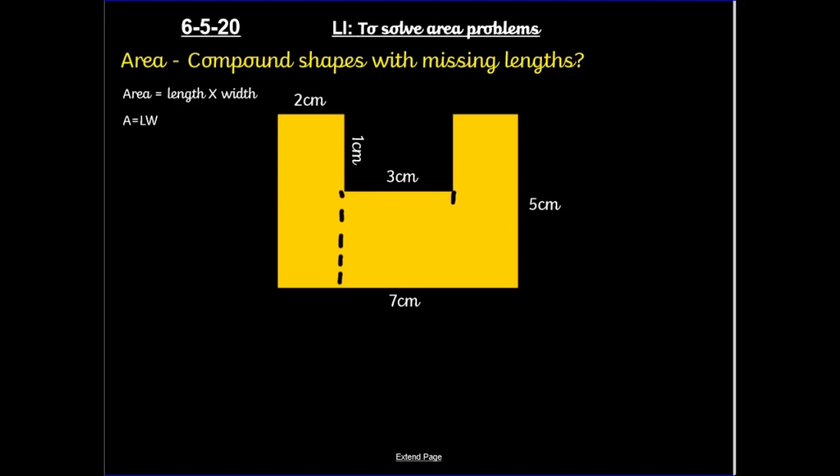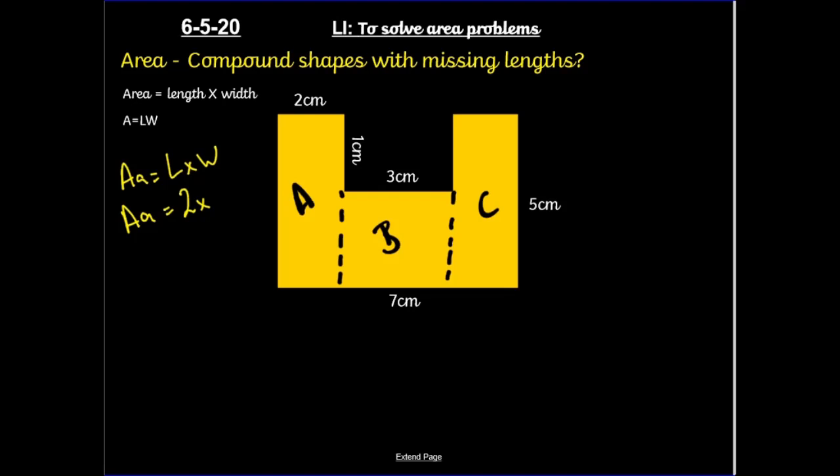I'm going to go down here and down here. I've got shape A, B, and C. So let's start working out the area of A. So the area of A is equal to length times width. So the area of A is equal to, well, I know 2 times by what?